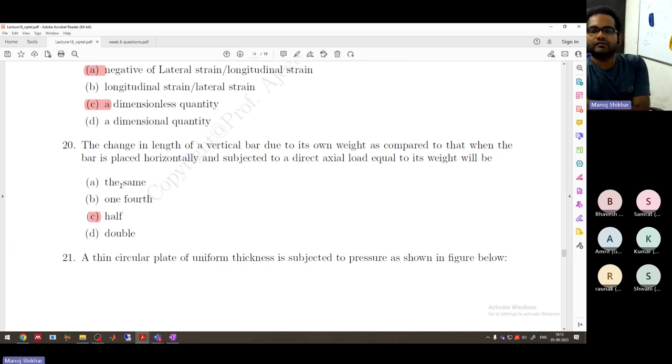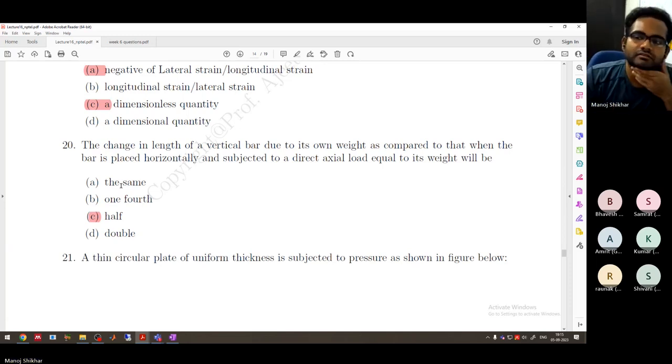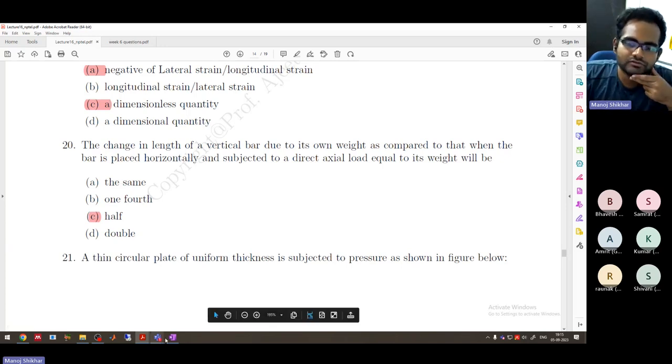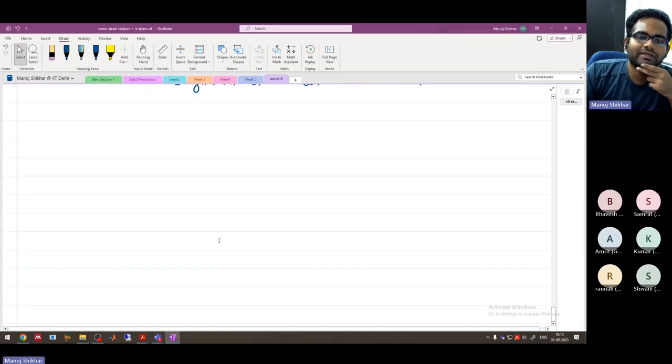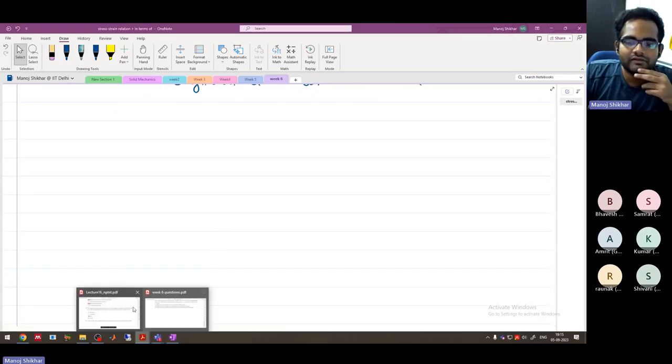The change in the length of a vertical bar due to its own weight, as compared to that of a bar placed horizontally and subjected to a direct axial load equal to its weight, will be? Okay, this is a very good question. I can directly give you the formula, but I don't know if you will be able to feel it. I will also solve it.